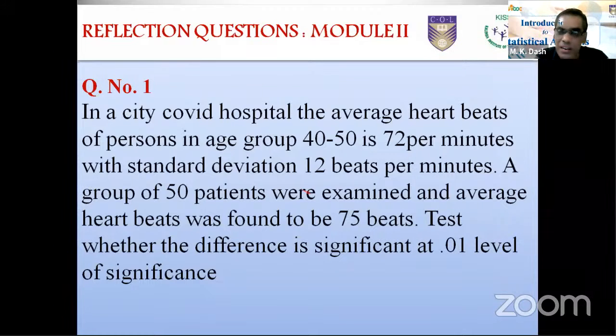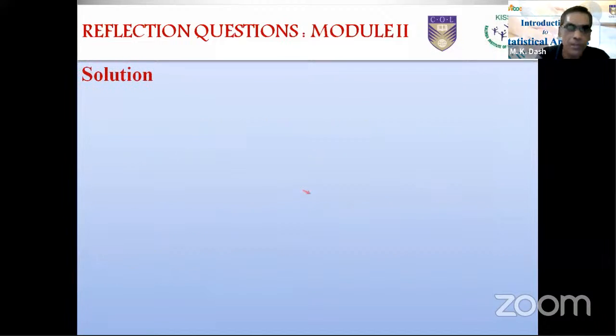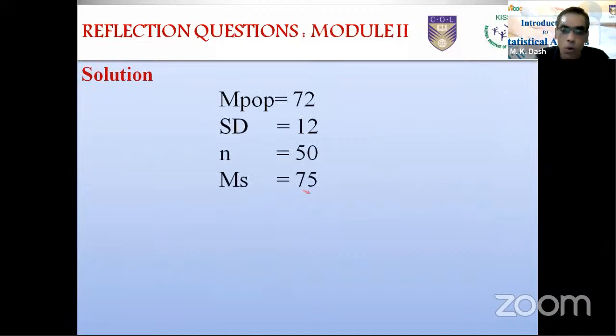There is a bit of difference between the problems we solved in the second reflection questions and the third reflection questions. See, what is the given data? These are all given data. I have not created anything. From the question only you will get all these things.